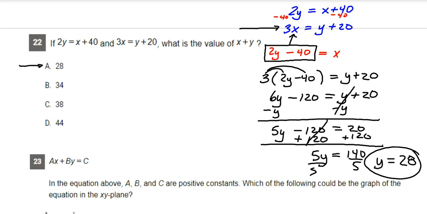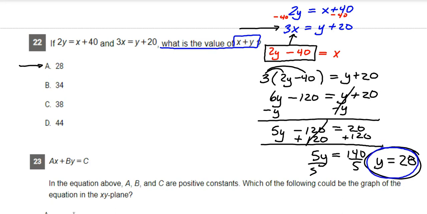On a multi-step problem where you do a bunch of work and you get an answer, they put that answer right at the top and they want you to pick it. But if you look at the question, it said, what is the value of x plus y? Well, I only have y. I got to go back and figure out what x is.